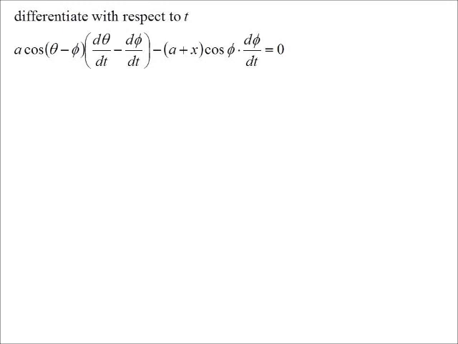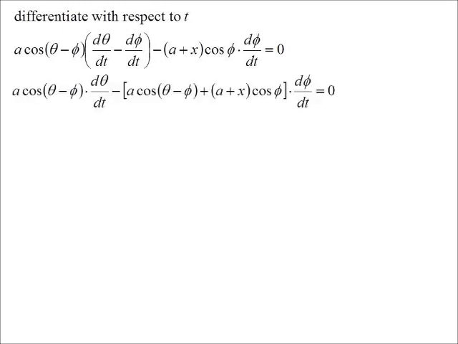So I guess that was the tricky bit there, realising how to differentiate that. Now I just want to make d phi by dt the subject of this equation. If I group everything together with d phi by dt, I've got an a cos(theta minus phi) minus an (a plus x) cos phi. All of that's times d phi by dt. And the only other term I've got then is the a cos(theta minus phi) times d theta by dt.